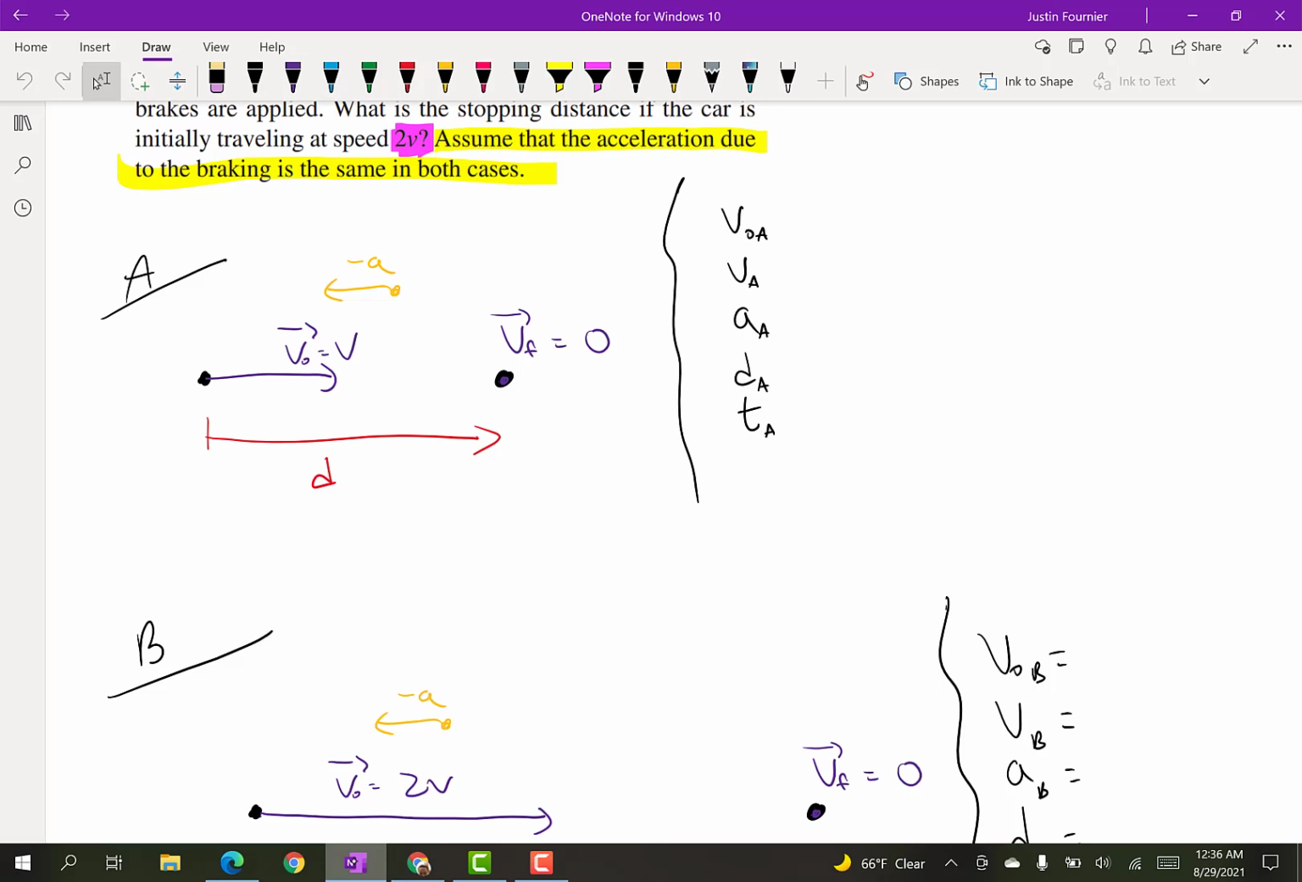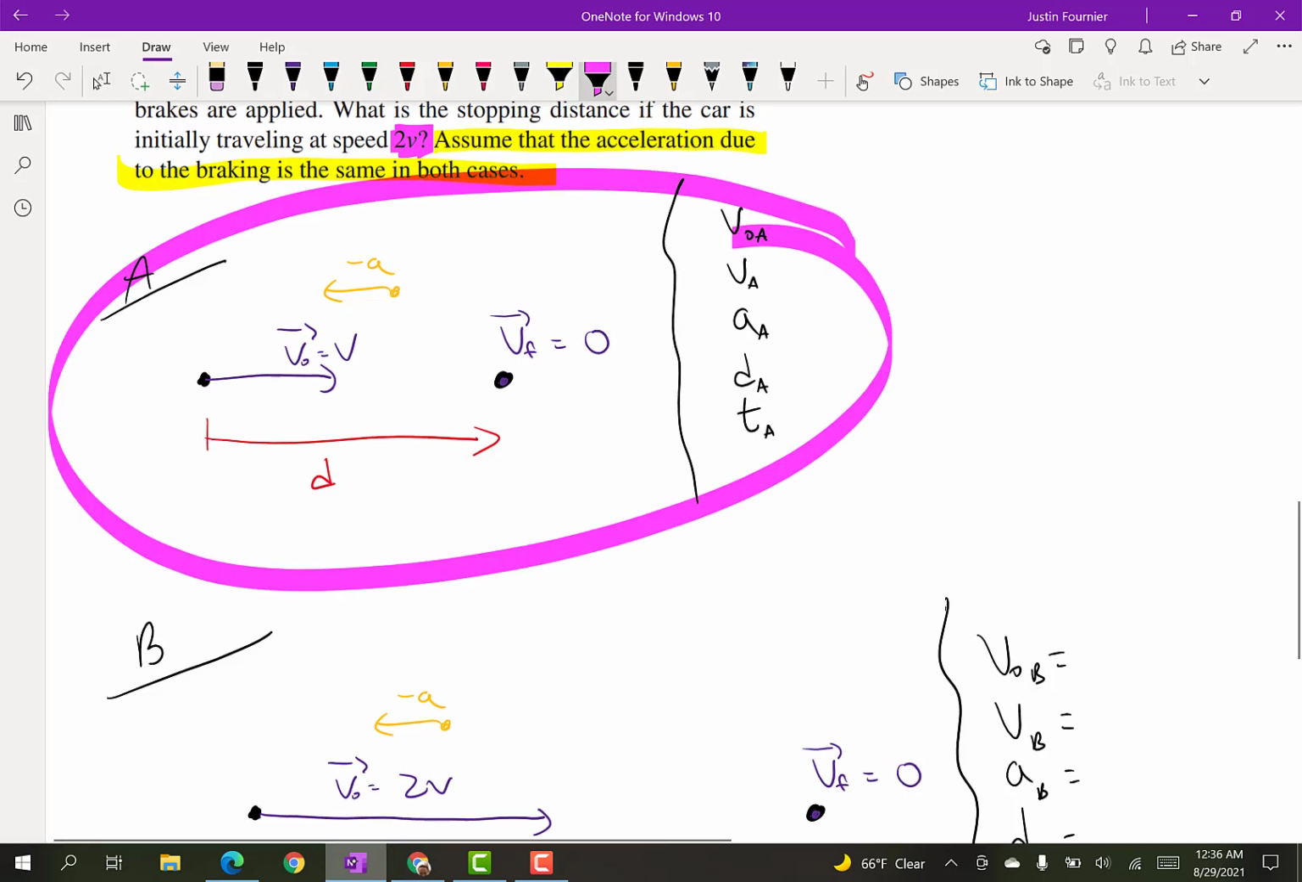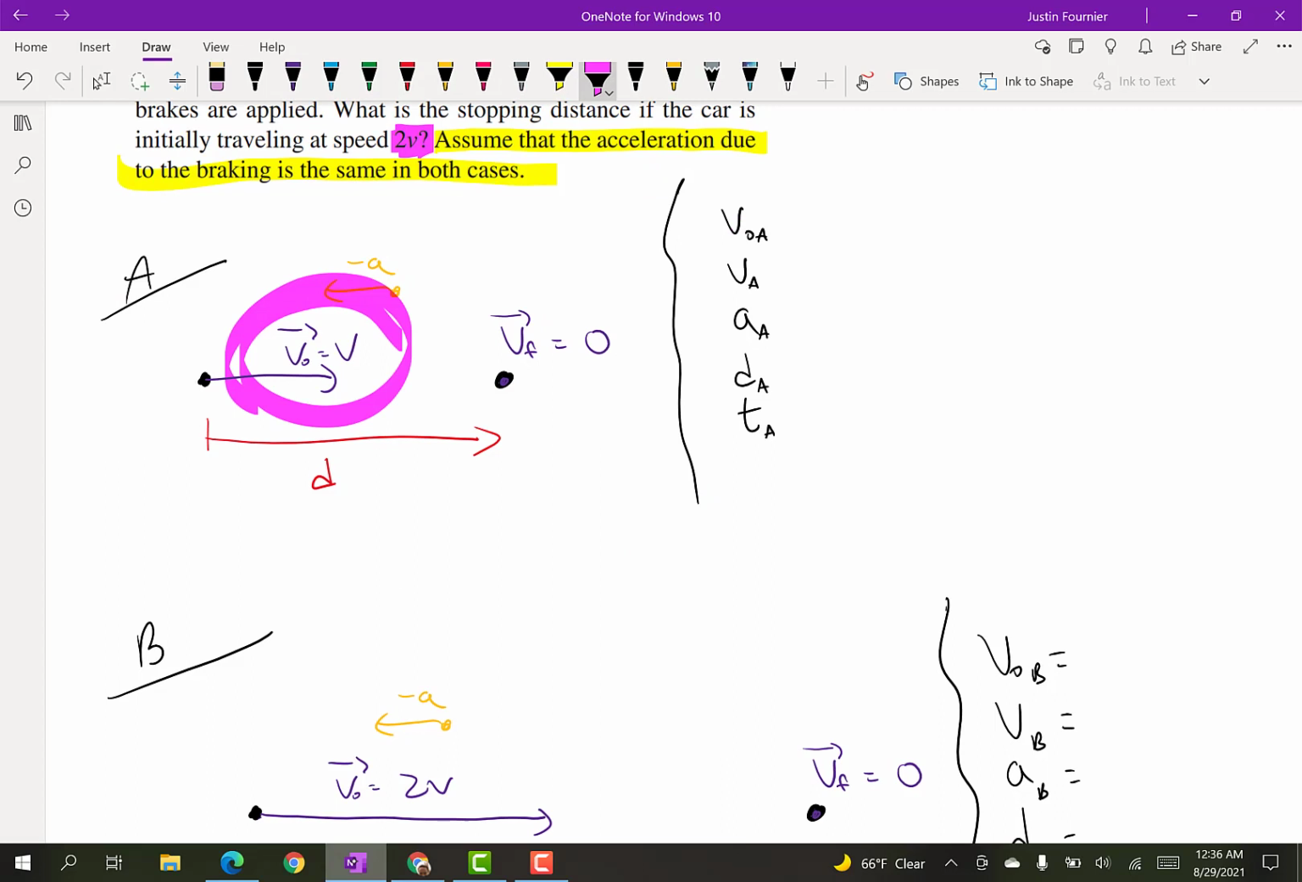So again, I got situation A and situation B. Situation A is where I'm traveling at speed v. That's right here. So I'm saying v naught is equal to v. So my final velocity, which I'll say is a actually. So I'll say this is v naught A. This is v_A, this is a_A. So all of these are for situation A. And this will be d_A.